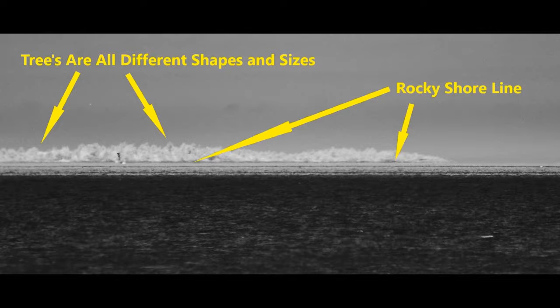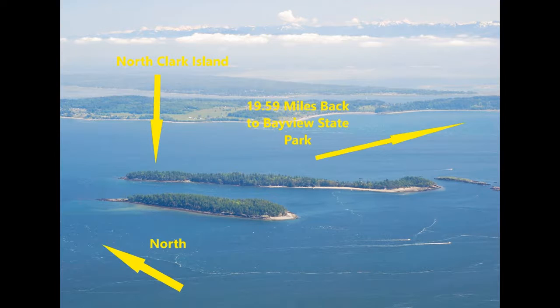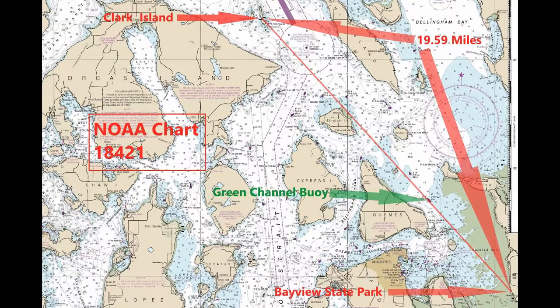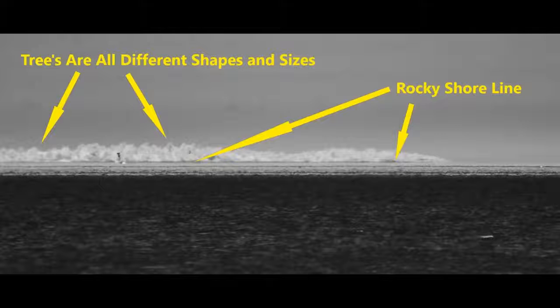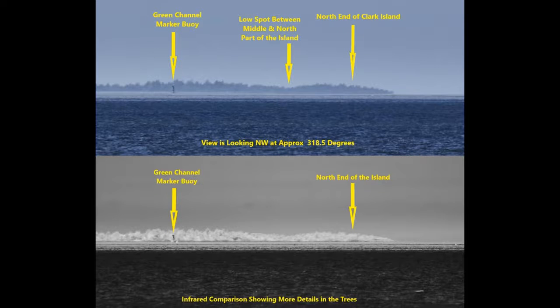Now let's take a look at Clark Island from Orcas Island looking west, and you'll notice the lower portion of the island between north and middle and how they compare to the infrared picture, and also notice the dark edge coastline. To me, this is clear evidence that there is no curve. The infrared image clearly shows the shape of the island, individual tree shapes and sizes, and even a rocky coastline. At a distance of 19.59 miles between the two locations, the globe map tells us 141 feet of the island should be hidden from view, but it's not from what I can determine.